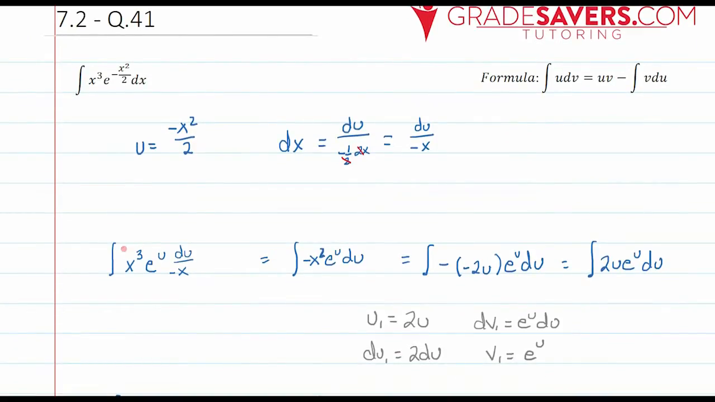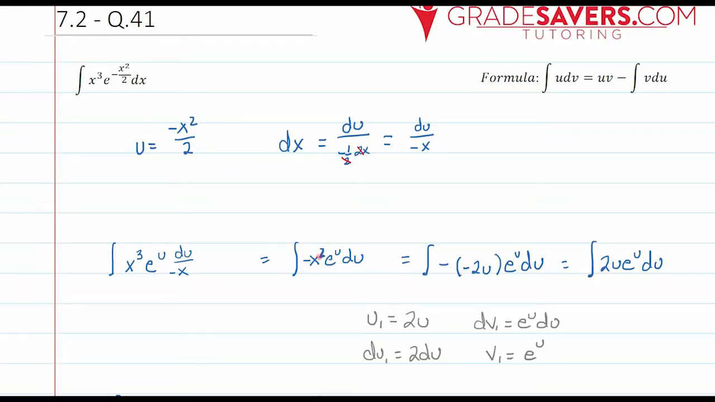Our integral will now become the integral of x cubed, which cannot be replaced by u or dx, times e to the power of u, because minus x squared over 2 is replaced by u, and dx is replaced by du over negative x. And now let's simplify. This x cubed divided by this x here becomes simply minus x squared e to the u du. And now we're at a bit of an impasse.